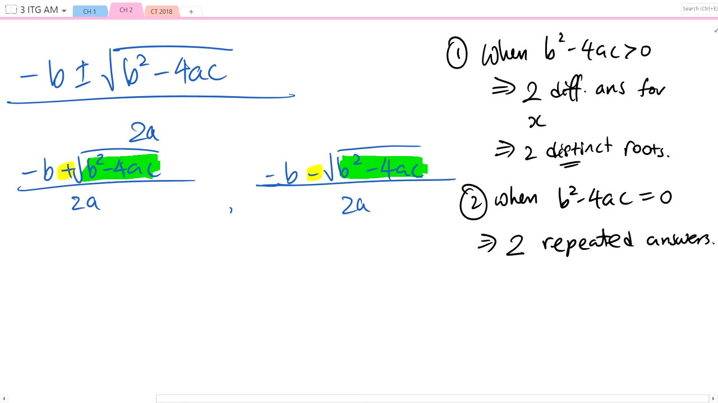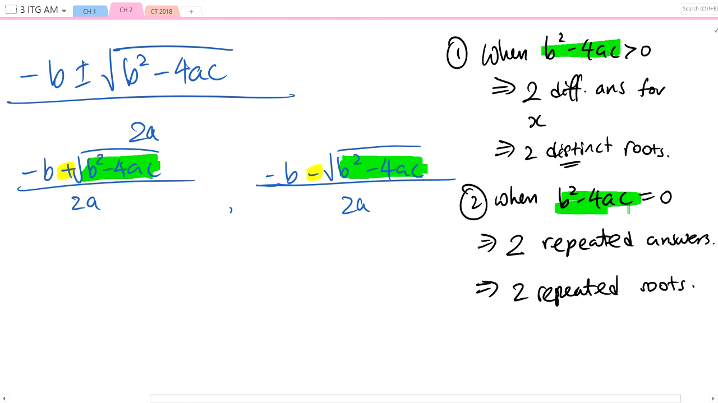2 repeated answers. In other words, we like to call it 2 repeated roots. Okay? In other words, I have a case of 1 solution, repeated real roots. What do you think the last case is? What else could happen to b squared minus 4ac?